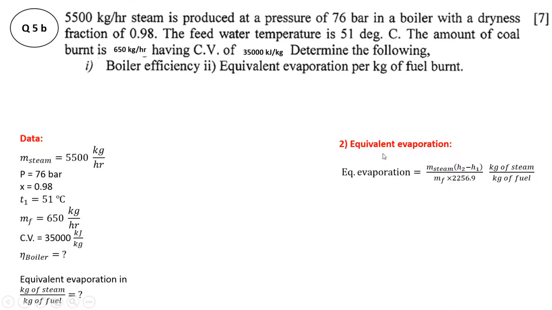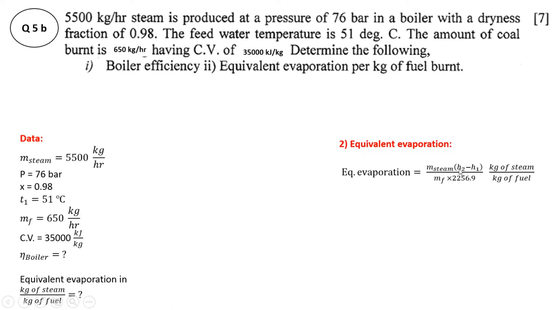Now we have to find out the equivalent evaporation from and at 100 degree centigrade. So it is nothing but the amount of steam that is generated per kg of fuel burnt if the boiler is operated from and at 100 degree centigrade. So from and at 100 degree centigrade, it means that temperature is remaining constant, and so we have to take into consideration only the latent heat, and that value is to be taken at the atmospheric pressure. So our original or actual boiler is operating at 76 bar, but this particular hypothetical boiler we are going to operate at the atmospheric condition and only from and at 100 degrees centigrade, and therefore we have to take into consideration only the latent heat part in the denominator.